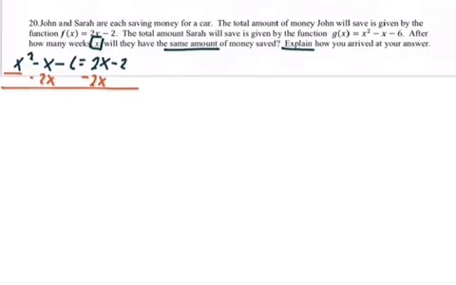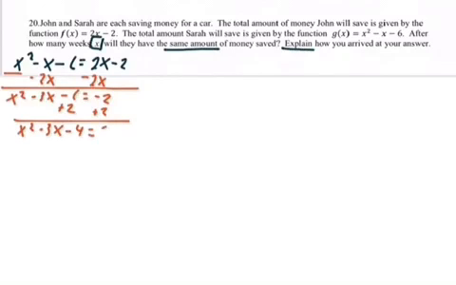In order to be the same, you would have to set the equations equal to each other, giving you x squared minus x minus 6 equals 2x minus 2. Since this is a quadratic, being an x squared, you would need to set this equal to 0, so minus 2x from both sides, x squared minus 3x minus 6 equals negative 2. Add the 2 to both sides, so x squared minus 3x minus 4 equals 0.